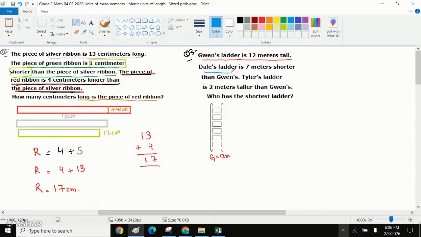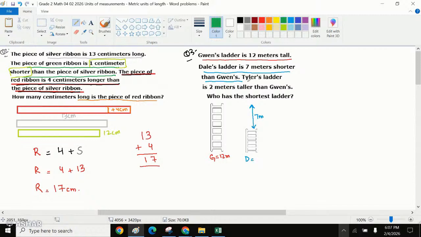Dale's ladder is 7 meters shorter than Gwen's, right? That means if this was 12, then Dale's would be shorter. What they are giving us is the difference of the height. This was 7 meters. So we do not know Dale's ladder's height, right?